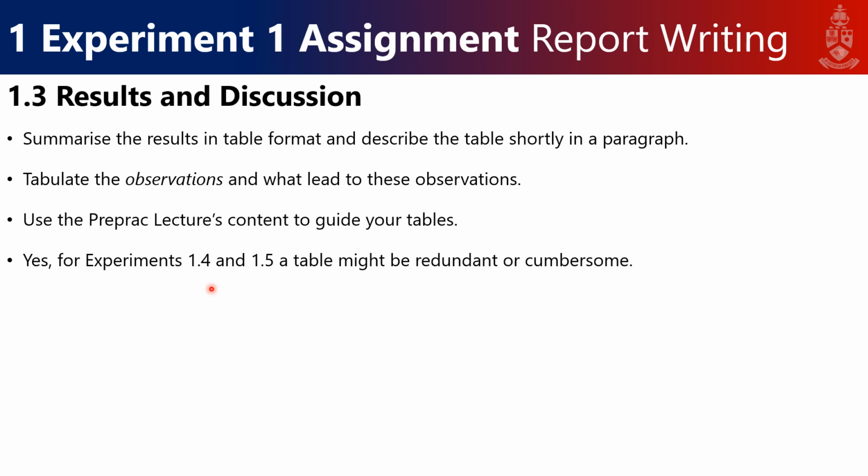That said, for experiments 1.4 and 1.5, it might be a bit difficult to use tables exactly, or might be redundant in the sense that there's very little information. You generally just use one or two equations, so there's not really information to tabulate or summarize in a table. But if you want to use a table, it's always dealer's choice. I mean, you can use whatever you would like to use to convey the information. So it's up to you. But I would use a table at least for experiments 1.1, 1.2, and 1.3 to summarize the information.